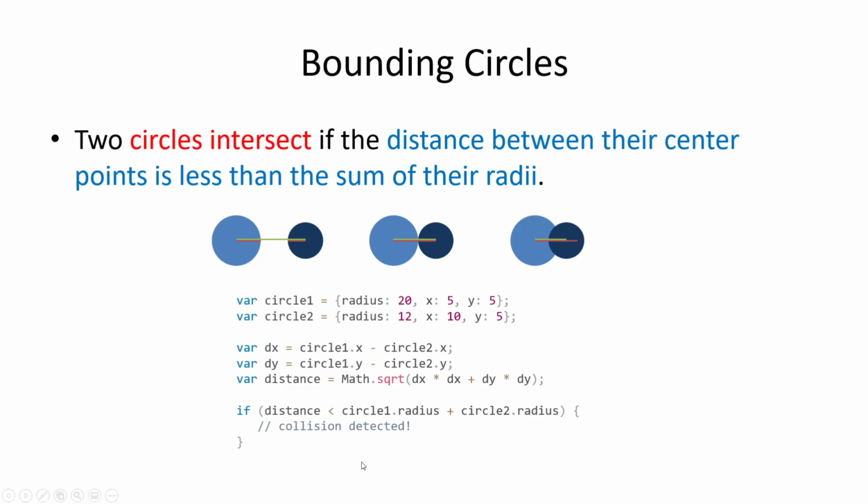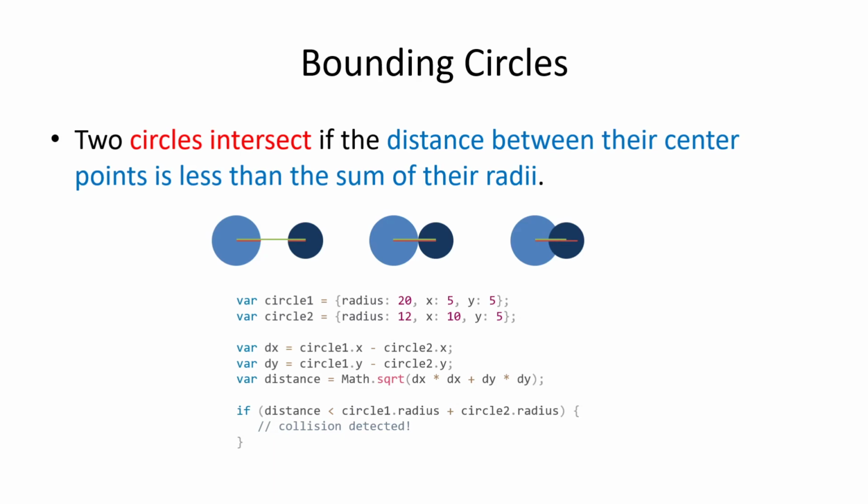So if you're interested in using circles or bounding circles in your game, then this is the logic that you need. It's very simple. Feel free to copy this or refactor this into your own bounding circle class so that you can do circle-circle collisions and check to see when two circles collide.